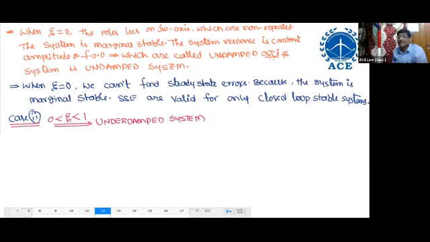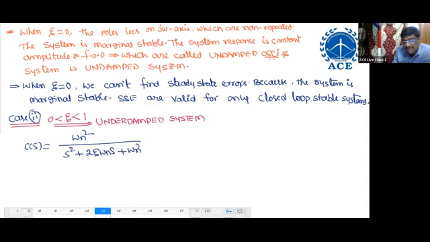Find the roots of the system. Why it is called underdamped, it will come. What is C of S? Omega n square by S square plus 2 zeta omega n S plus omega n square. Find the roots for the denominator, all of you.